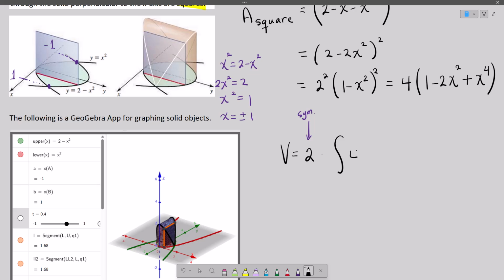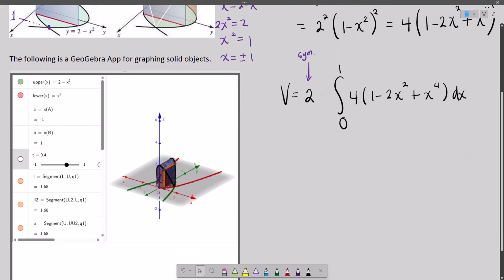So that's 4 multiplied by 1 minus x squared, squared, dx. Oh, I already multiplied it out. Let's use the multiplied out form because we have to integrate, so we need it multiplied out. So we got that. And because we're using symmetry, we're going to go 0 to 1. So that is going to give us our volume.